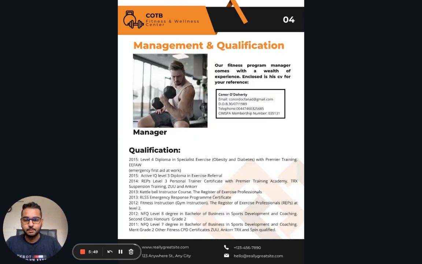And then we presented the management, the qualifications of the management, the people who will be managing the whole facility. What their qualifications are, how good they are at what they do, their contact details if they wanted to contact the management of that place, the different level of certifications that the trainers have.